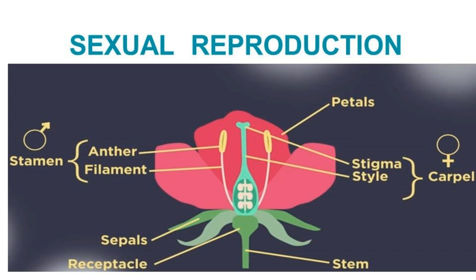On the top of the ovary, there is a slender tube-like structure called style. The sticky tip of the style is the stigma. Pollen grains are received by the stigma. This is the fourth whorl of the flower.